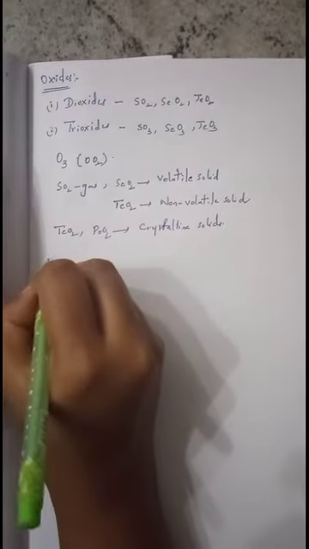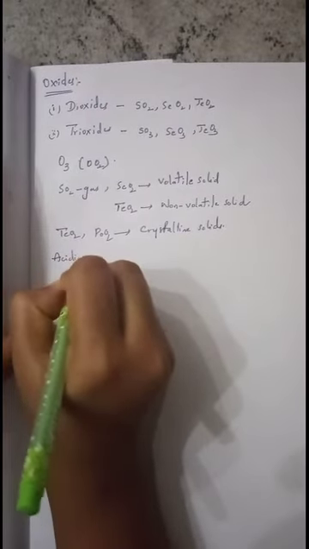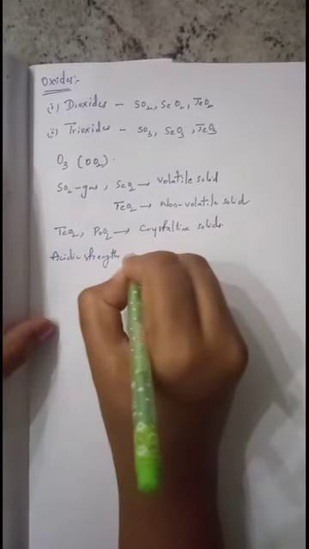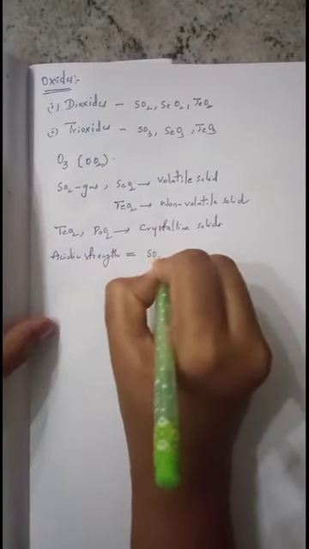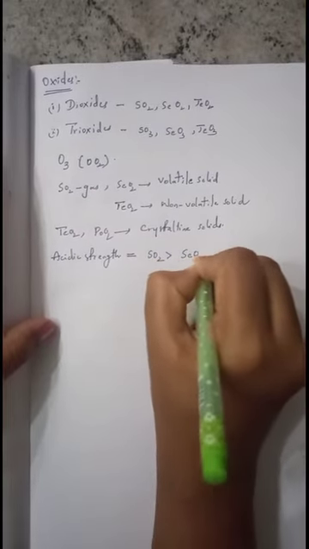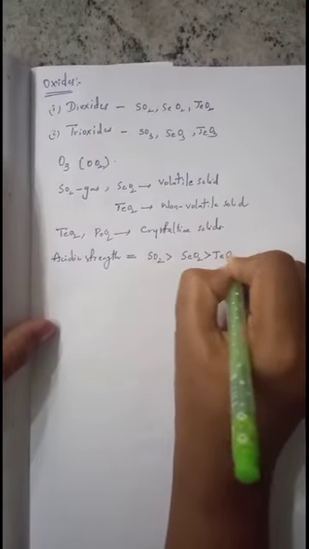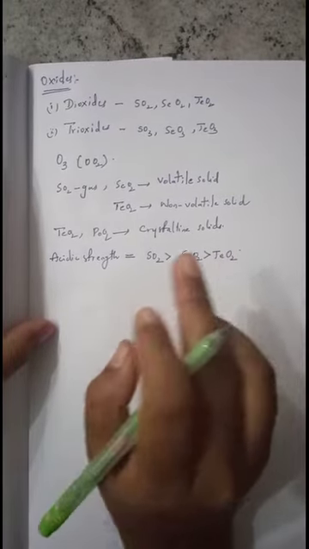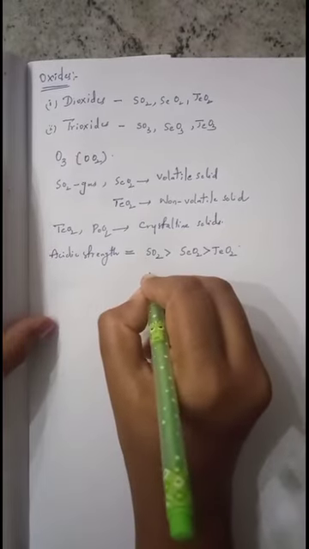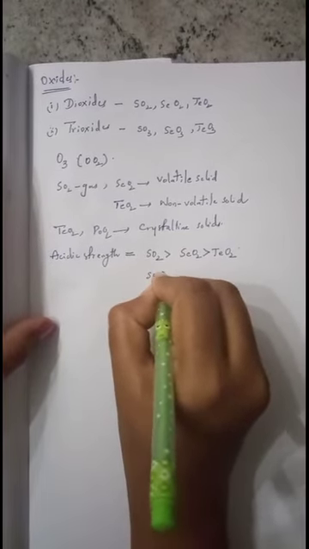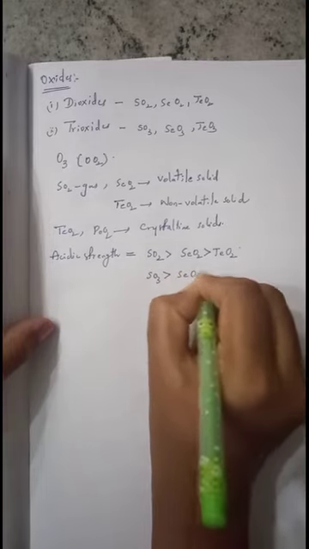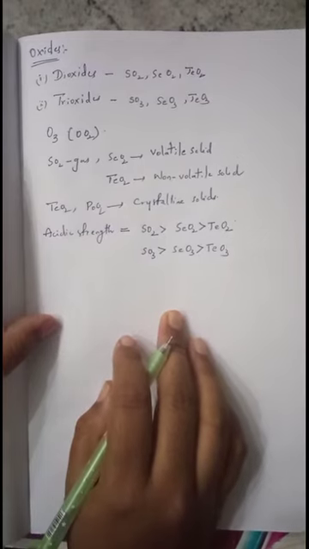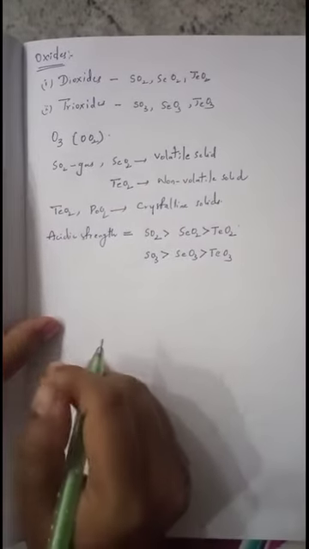Order of acidic strength. When you observe the acidic strength of these oxides, dioxides especially, SO2 is more acidic than SeO2, which is more acidic than TeO2. This is the acidic strength of dioxides and trioxides. When you observe trioxides, SO3 is more acidic than SeO3, which is more acidic than TeO3. That is about the acidic strength of dioxides and trioxides.